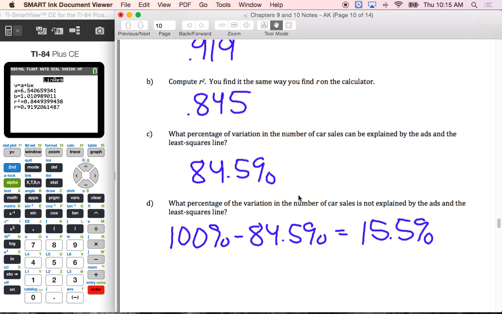So again, when you're looking at what can be explained using your equation, we're looking at our R squared and you're turning it into a percent. If you want what can't be explained, then you do 100% minus that to get the leftover.